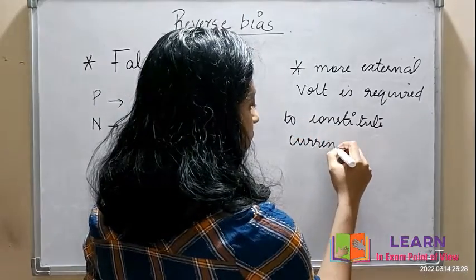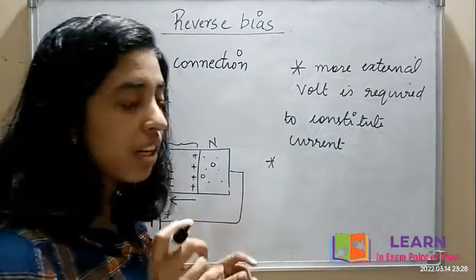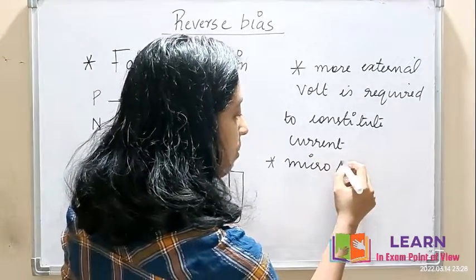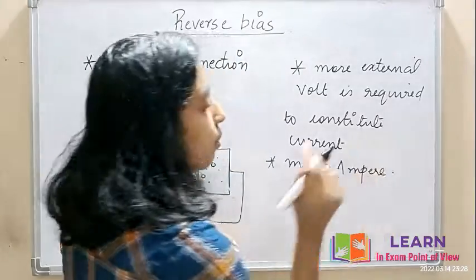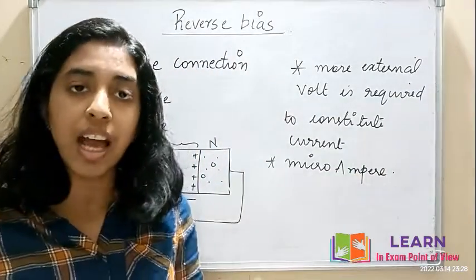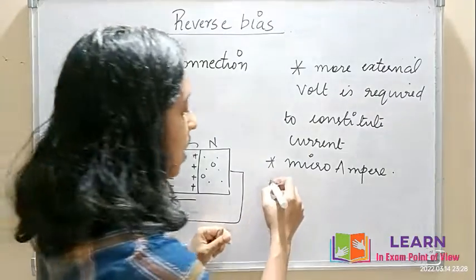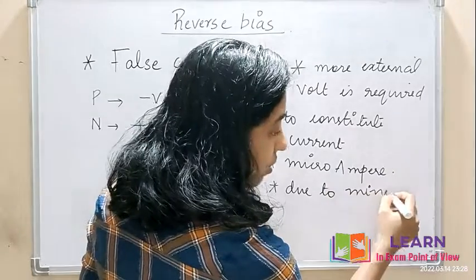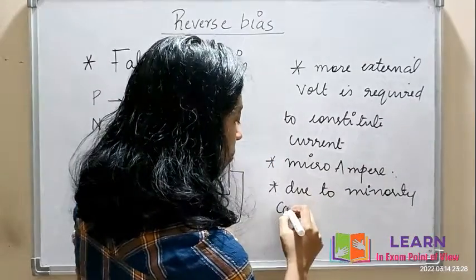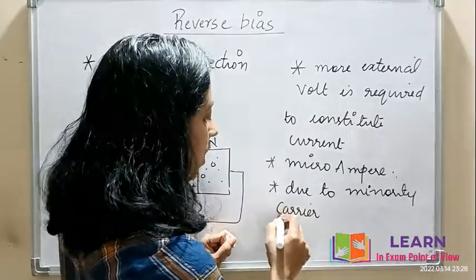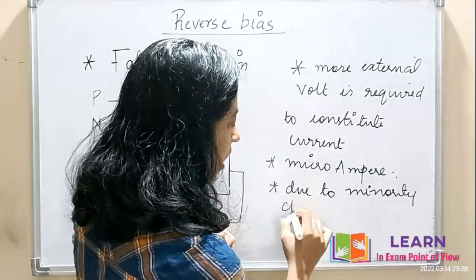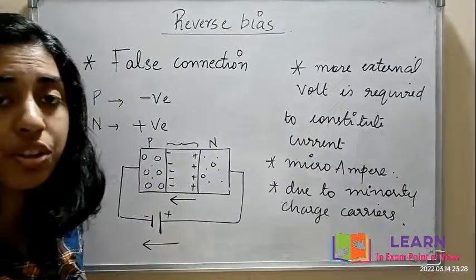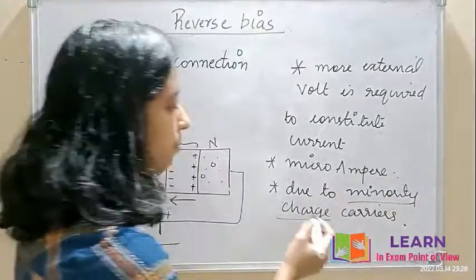Okay. So there will be a negligible current here and the current produced will be measured in microampere. Okay, not in milliampere, it will be measured in microampere. That much negligible current, and that current is produced, this negligible current is due to the minority charge carriers. It is due to which charge carriers? Minority charge carriers, you can write. Minority charge carriers.